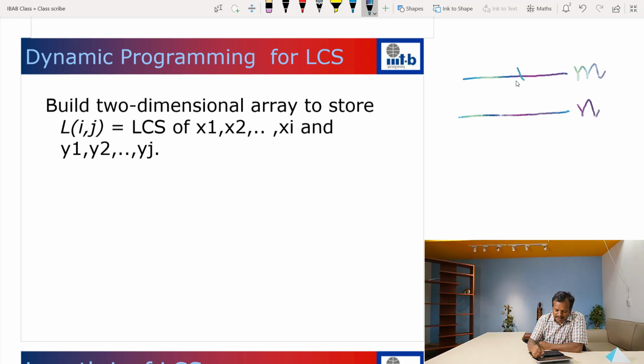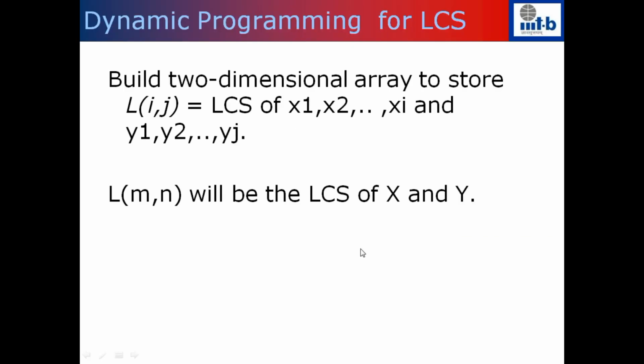Now we look at the substrings till i, the first i characters, and in the second string we will only consider the first j characters. And given these substrings, we compute L of i comma j, which is defined as the length of the longest common subsequence of the strings containing the first i characters in the first string and the first j characters in the second string. So L of m comma n will be the LCS of the given two strings x and y.